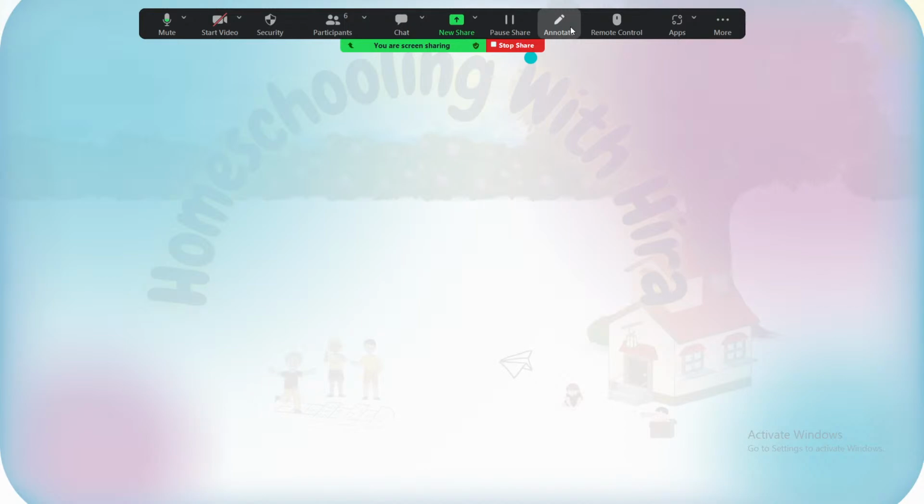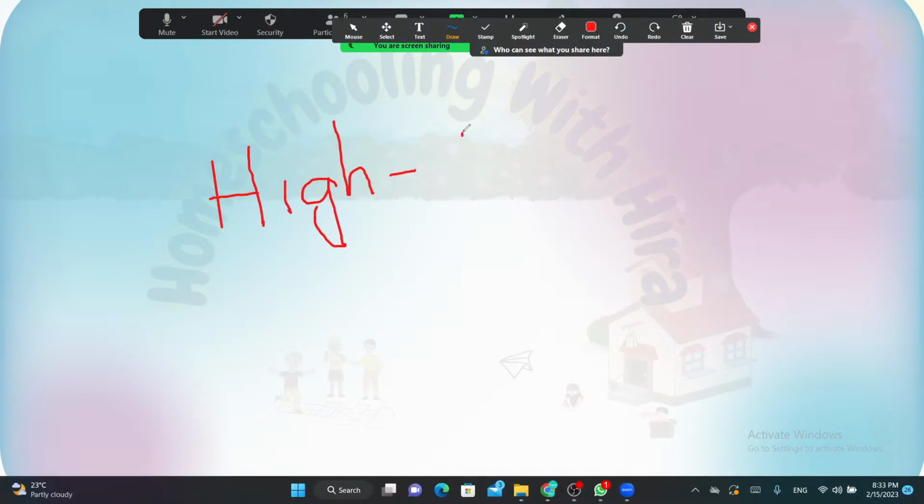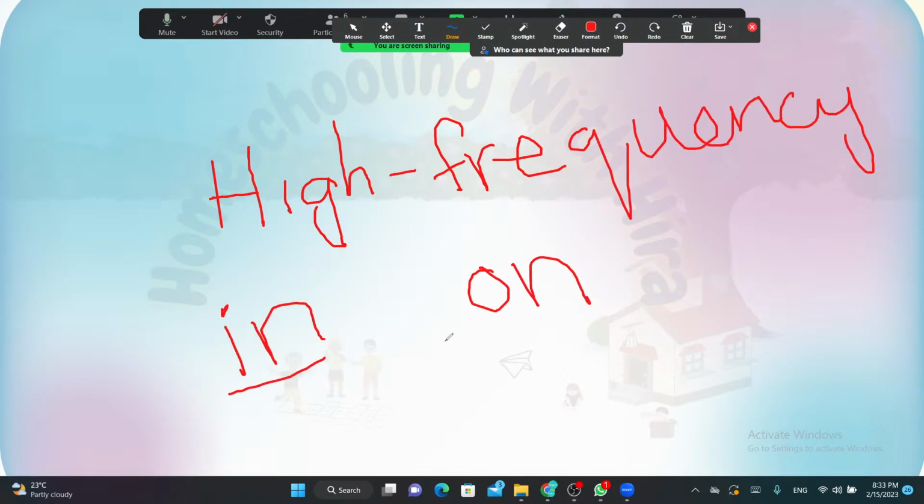High frequency words are not always tricky words as well. For example, the words in and on are not tricky words, they are high frequency words. What does it mean? They just come in our text again and again. For example, the words this, the, a. This is not a tricky word. This is a high frequency word because we use it a lot in our writing, in our speaking, right?